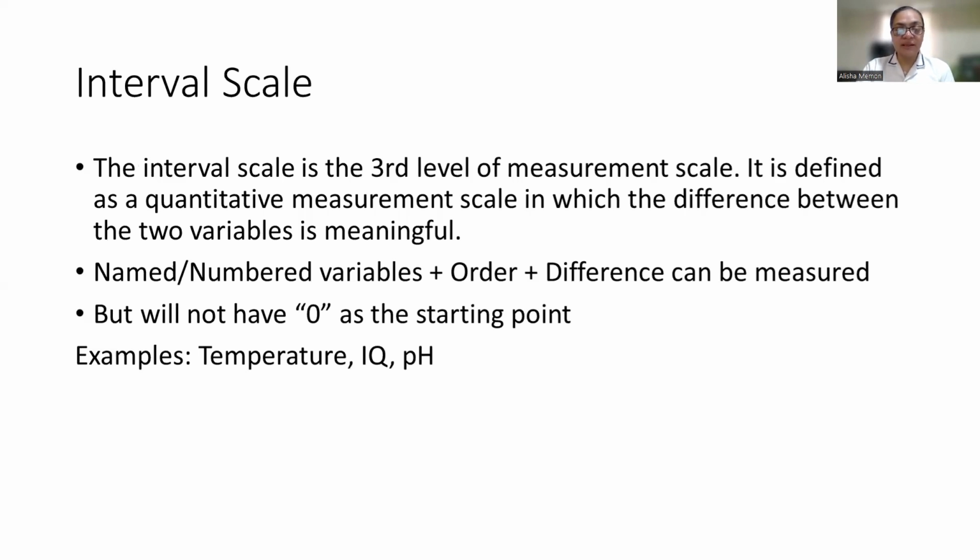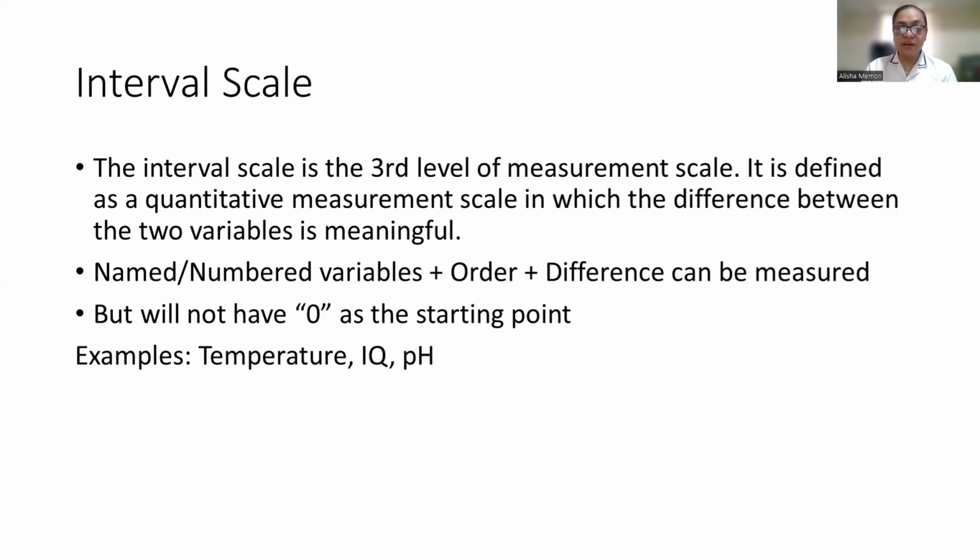Coming to interval scale, the interval scale is the third level of measurement. Now this is another one step ahead of the previous two scales. Again, nominal scale was named variables. Ordinal scale was named variables plus order. Now interval scale will be one more add-on. It'll be named variables plus order, and you can measure the difference between the variables.